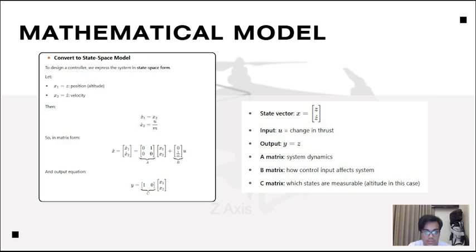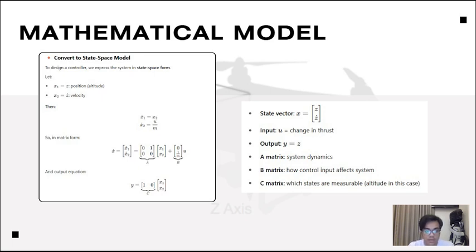If we substitute z double dot with z sub 2 dot and z with z sub 1, we can derive our state space equations. As you can see in matrix form, we have x dot equals A x plus B u. Here, bold x is our state vector containing z and z dot. U is our input, which is the change in thrust. The A matrix represents the system dynamics, showing how the states evolve over time without any control input, and the B matrix shows how our control input U affects the system.